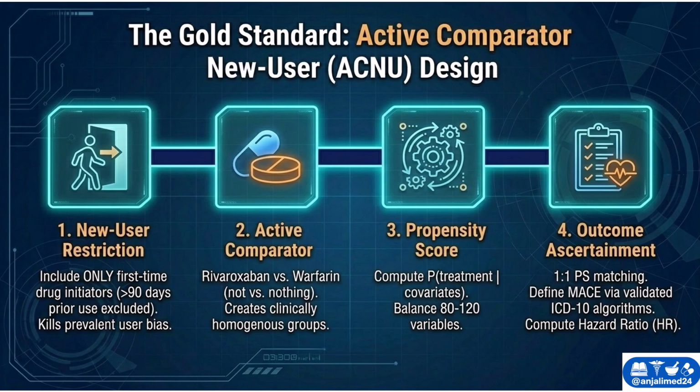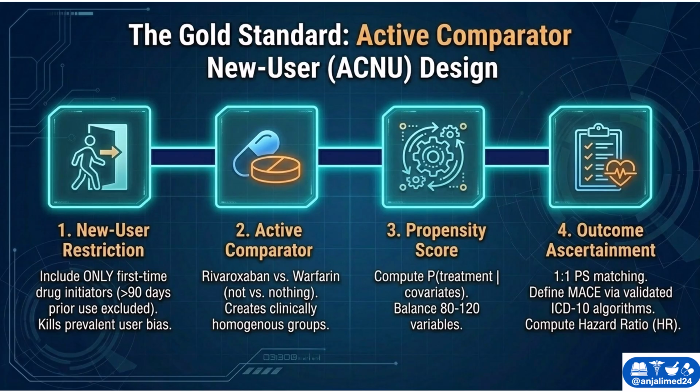Treatment initiation. Step 2, active comparator selection. Instead of comparing rivaroxaban to no treatment, we compare it directly against another active therapy, for example warfarin. This creates groups with more similar disease severity and treatment indications, improving the clinical comparability.